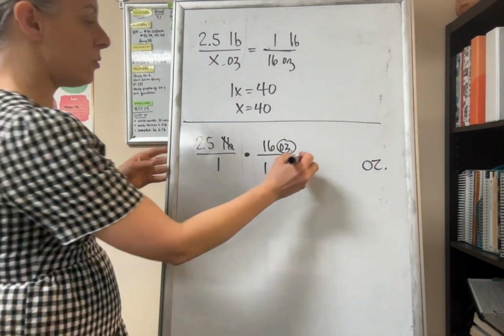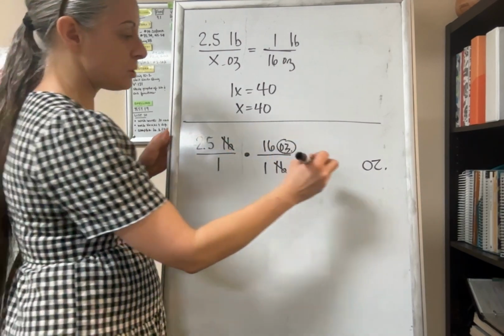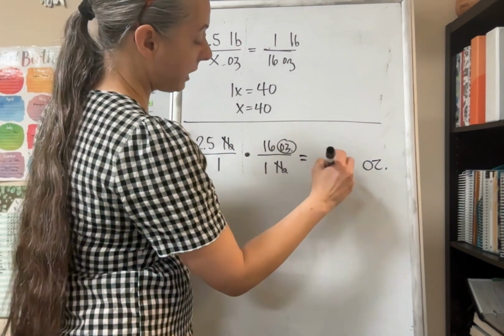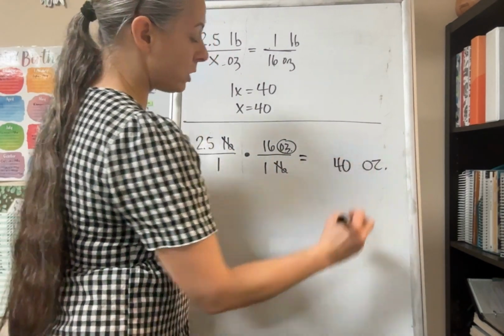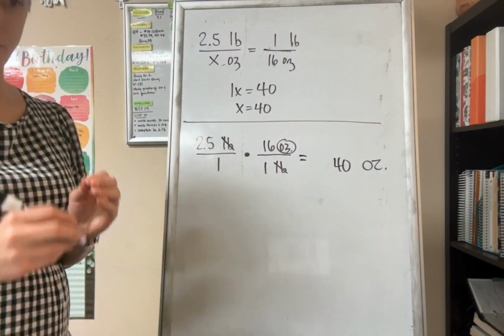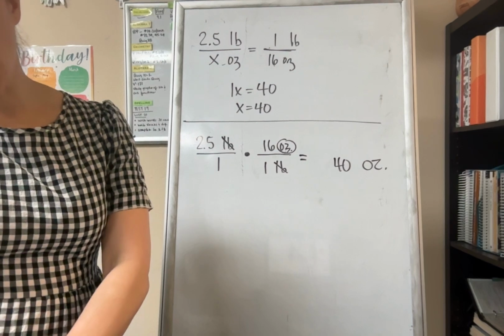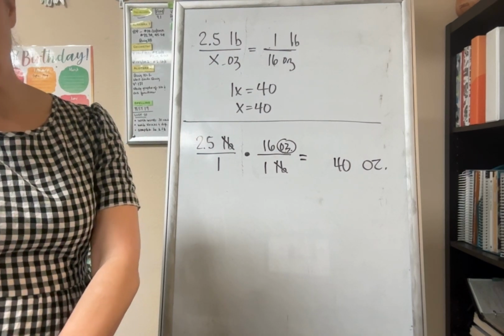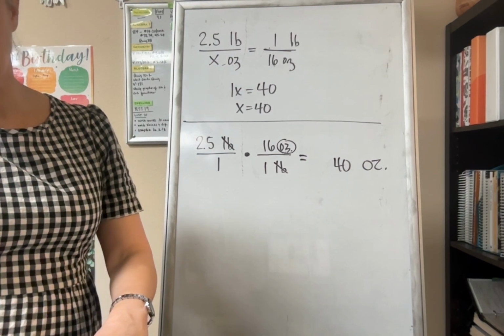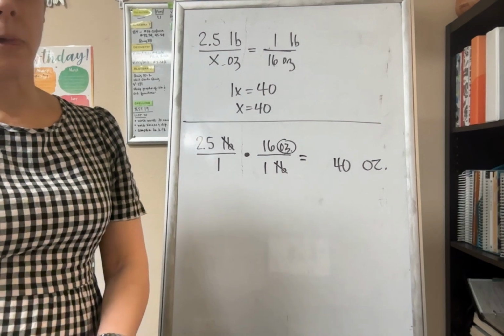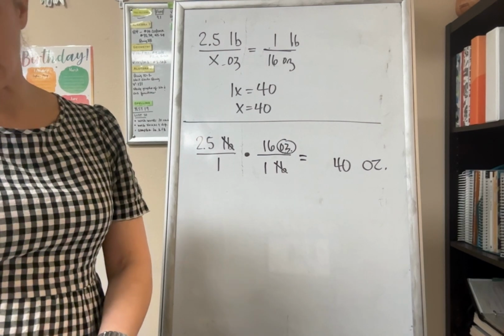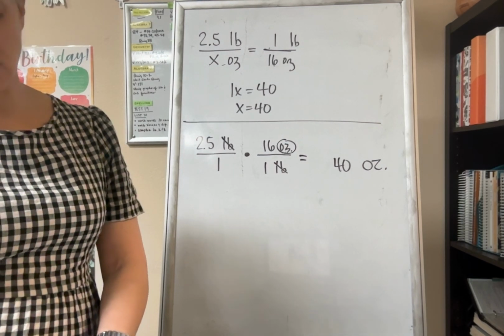And then I'm just going to do that math. Numerator times numerator, denominator times denominator. I'll get 40 over 1, which will just be 40 ounces. And Skill Check C gives you the opportunity to practice converting 3 different sets of weights, converting from tons to pounds, pounds to ounces, ounces to pounds.